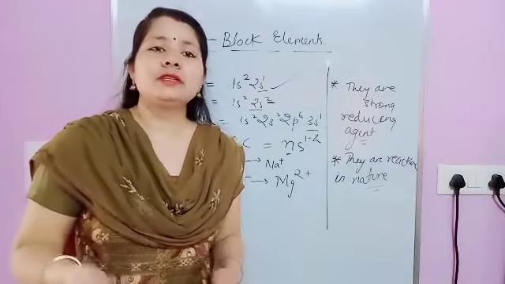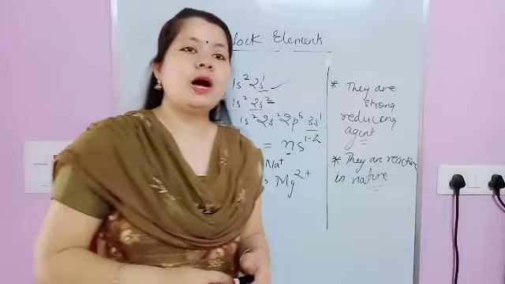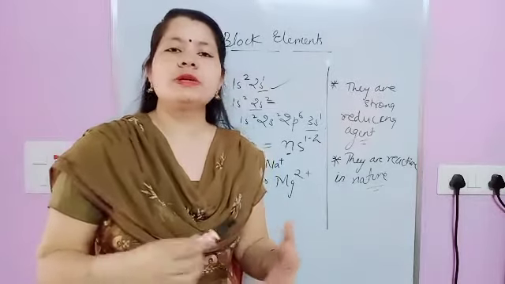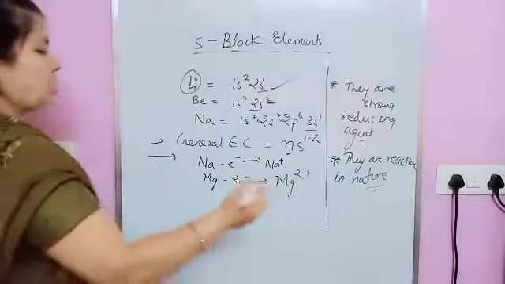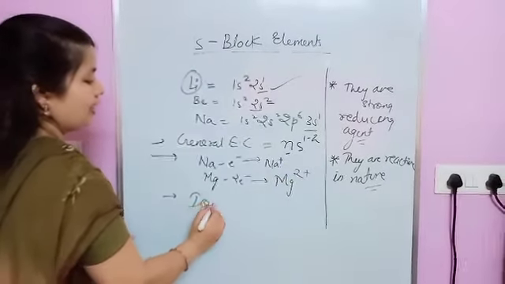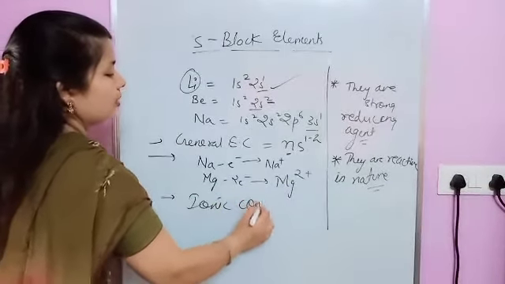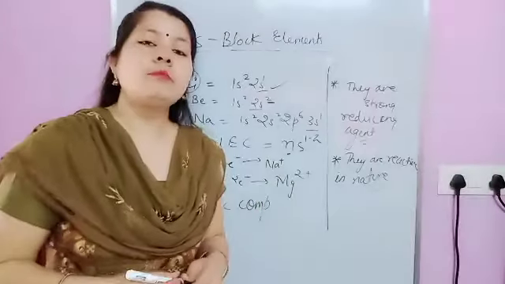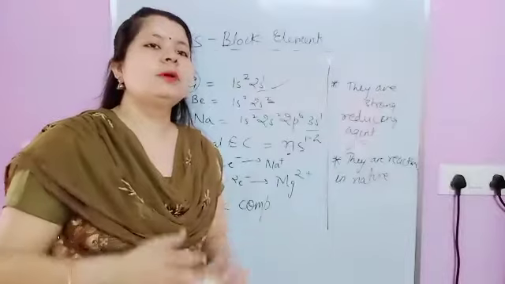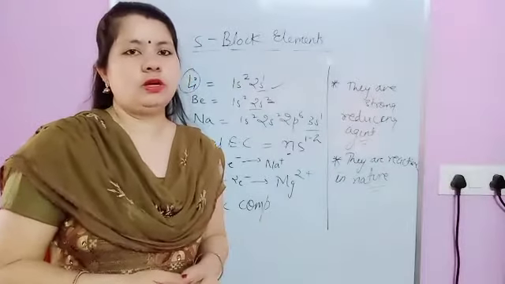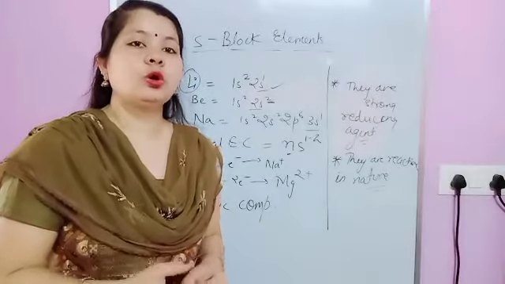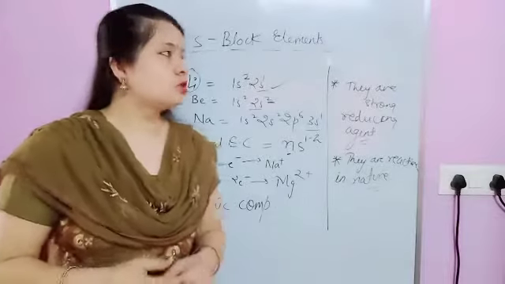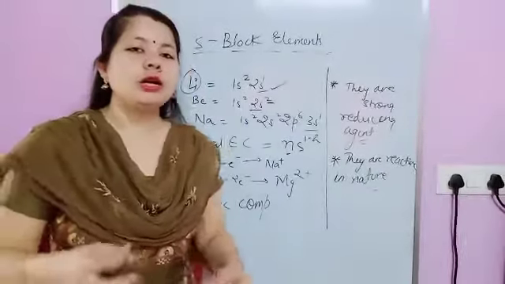Then another thing is generally they form ionic compounds. First group and second group members, they form which type of compound? They form ionic compounds, except lithium and beryllium, because lithium and beryllium form partial covalent compounds as compared to pure ionic bonds. So this one is regarding S block elements.